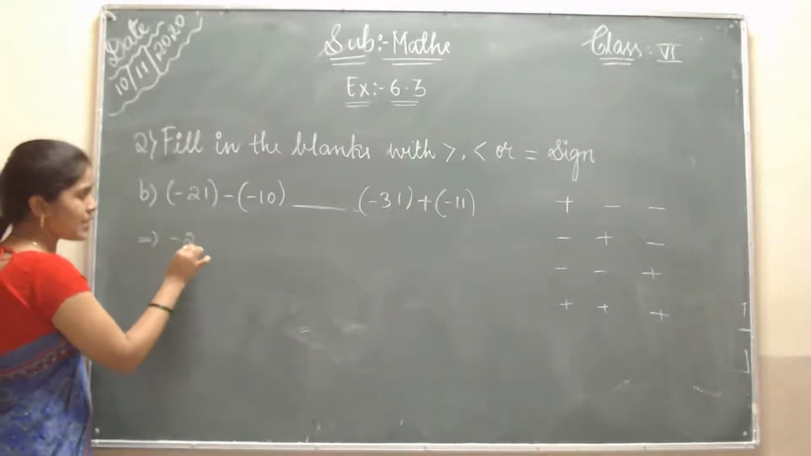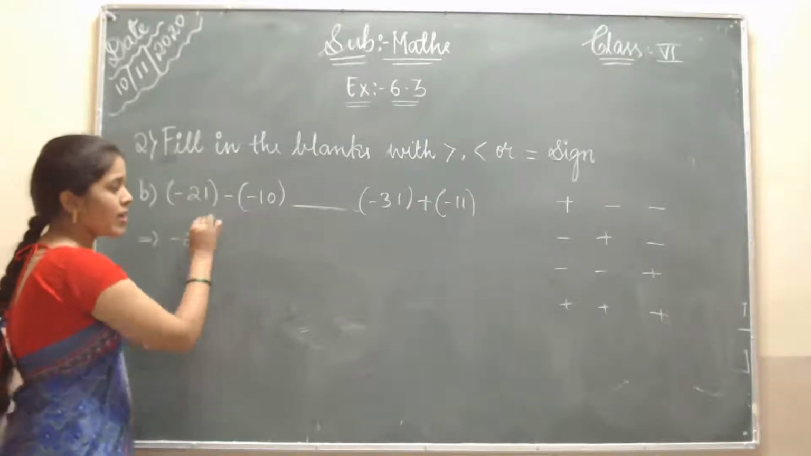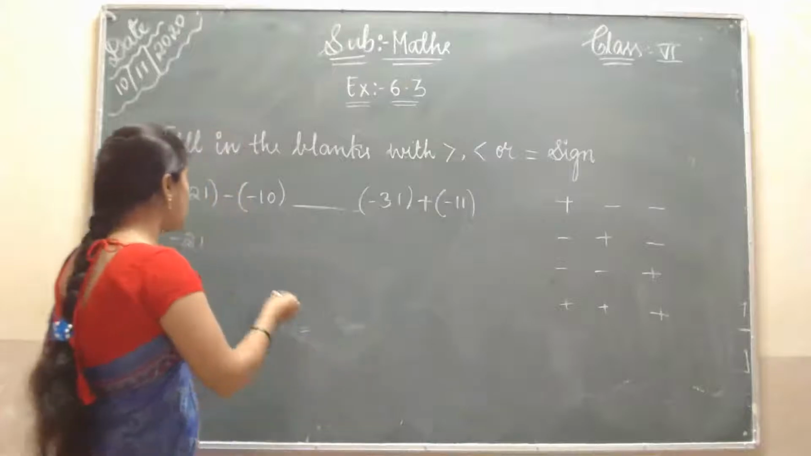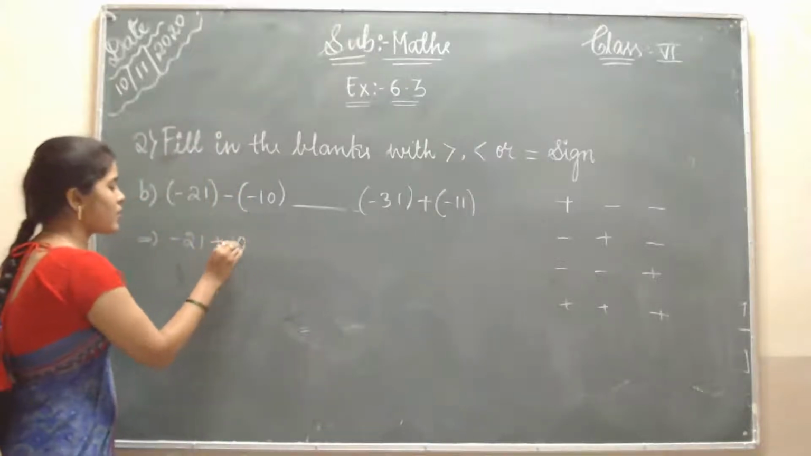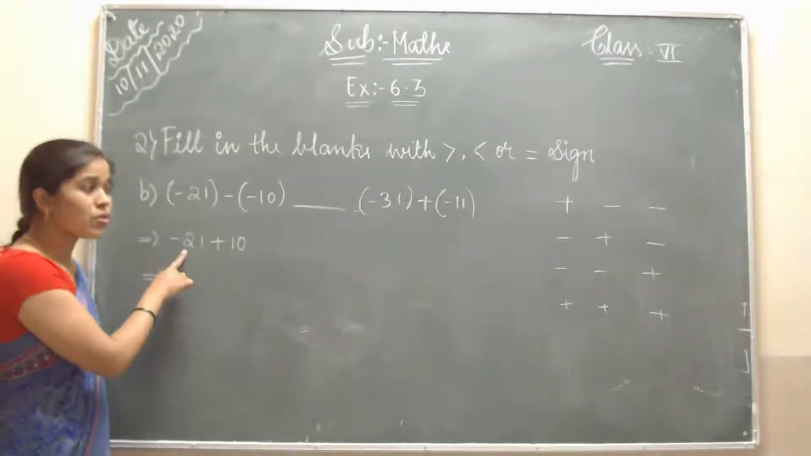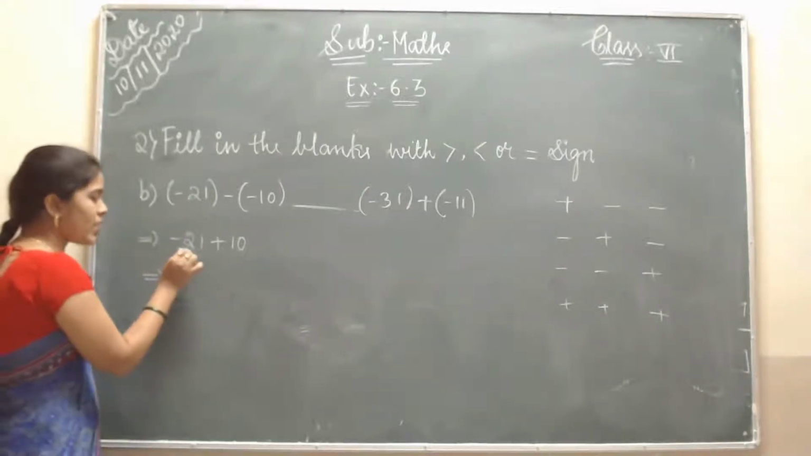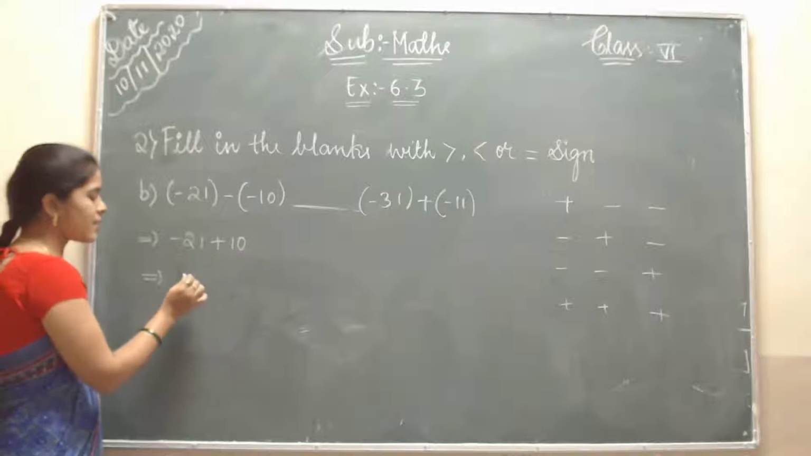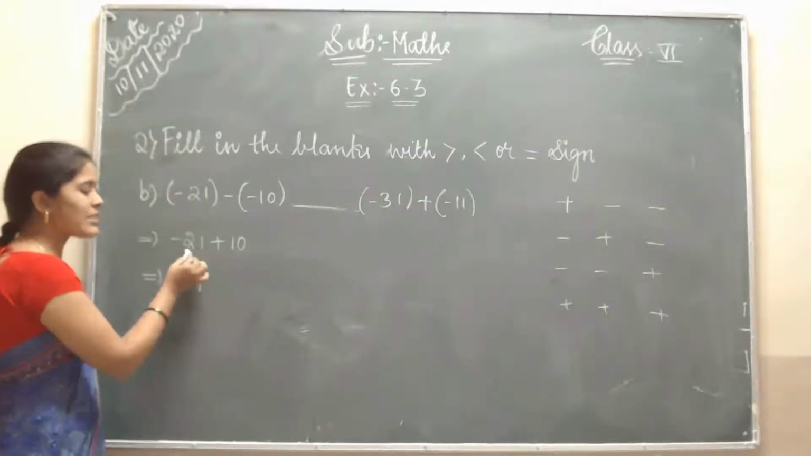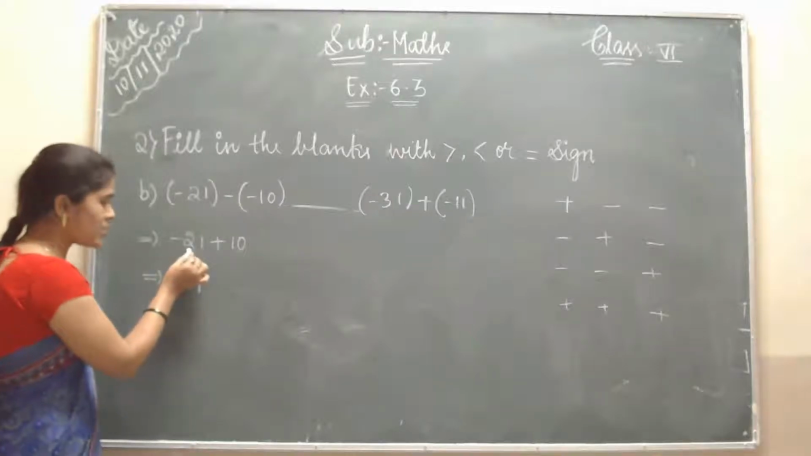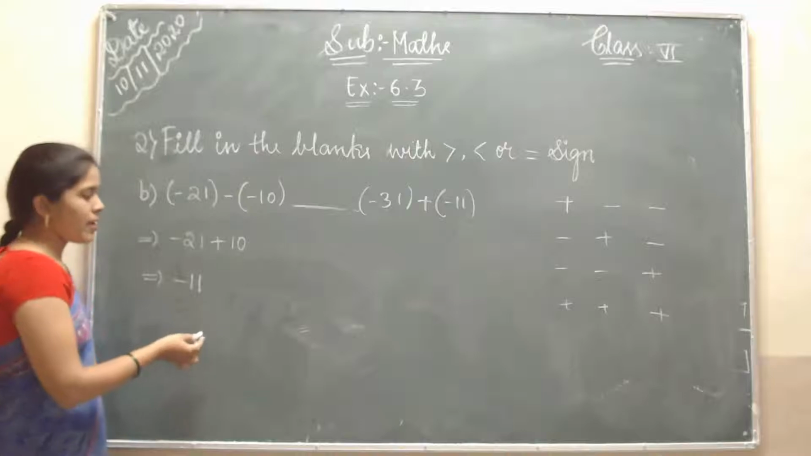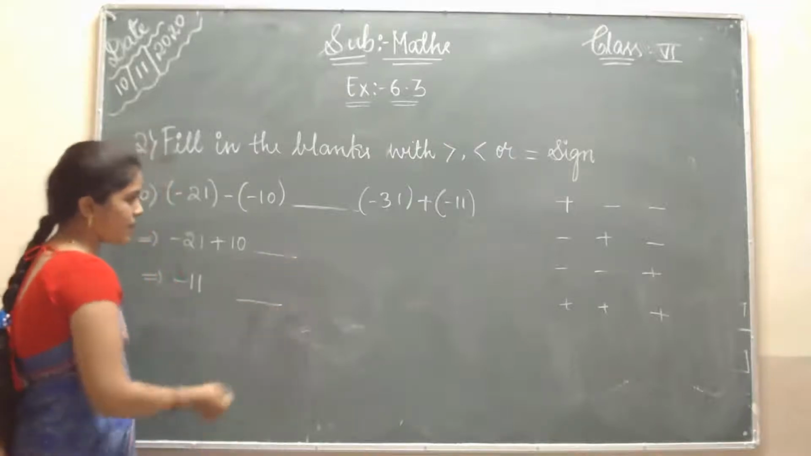Minus 21 keep as it is. Yes, there are two negative signs, minus plus, so here plus 10. One is a positive integer, one is a negative integer, so we have to subtract. 21 minus 10 is 11. But in these two digits, 21 is greater, and in front of 21 there is a negative sign, minus. So take minus. Dash, keep as it is.